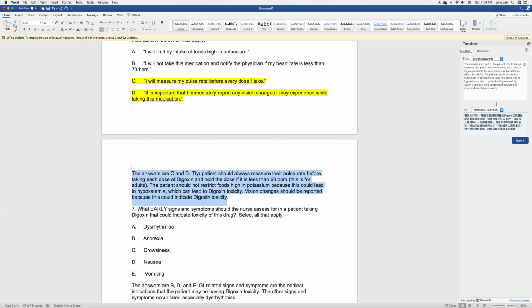The answers are C and D. The patient should always measure their pulse rate before taking each dose of digoxin and hold the dose if it is less than 60 bpm. This is for adults. The patient should not restrict foods high in potassium because this could lead to hypokalemia, which can lead to digoxin toxicity. Vision changes should be reported because this could indicate digoxin toxicity.